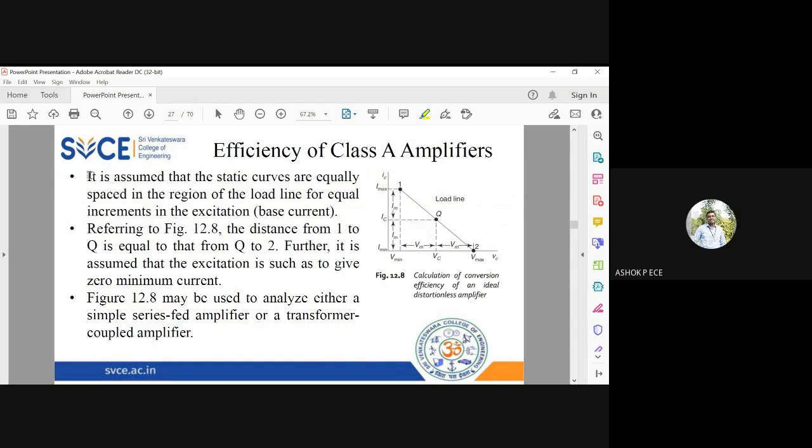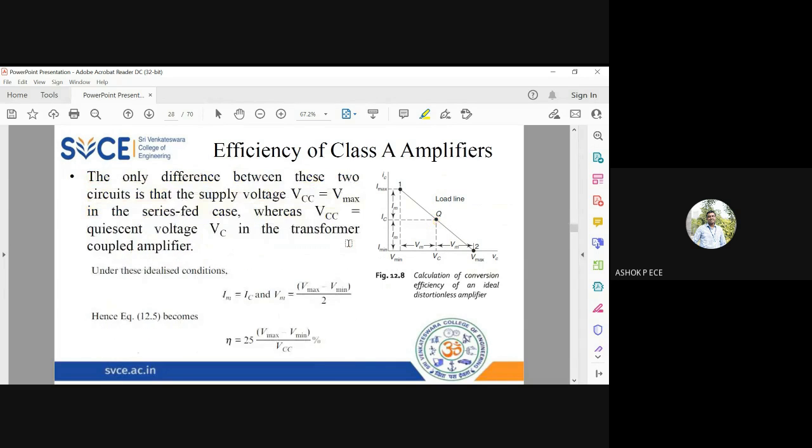You know that in a class A amplifier the Q point is exactly in the middle. That is the reason you get highly linear operation of your input. The Q point is exactly in the middle of the load line, so it is equidistant on either side. The Q point is the reference zero value, and above the Q point the peak is I max, below it is I minimum. In the same way, on the x-axis the reference value is VC, the minimum value is V minimum and the maximum value is V maximum. This is the output graph we consider. We see that the Q point is equally spaced on both sides, which makes our simplification very simple.